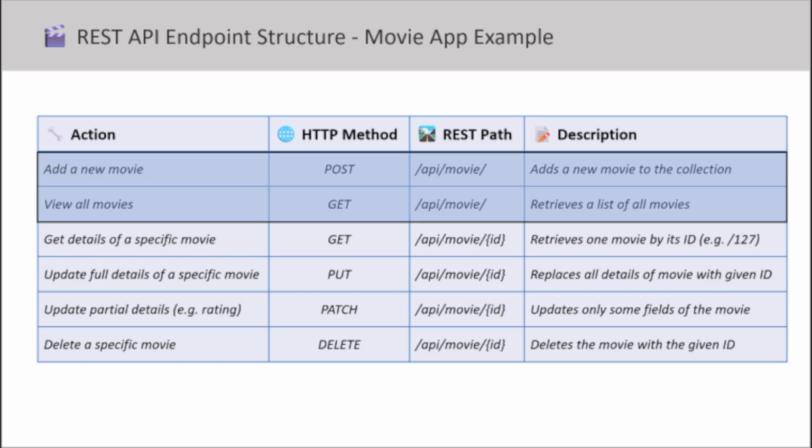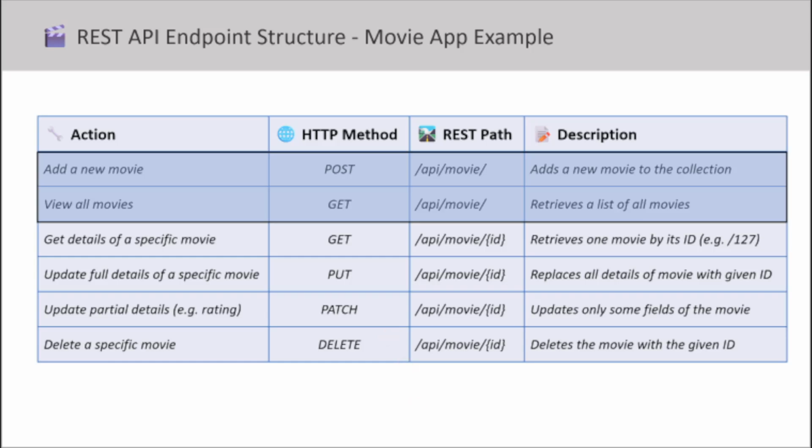The second type of URL is more specific. It's used for actions like get, put, patch, and delete. So when we want to work with a single item, for example, a specific movie by its ID, here the ID is 127. So the REST path would be slash API slash movie slash 127. And it's for all, even for get, put, patch, and delete.